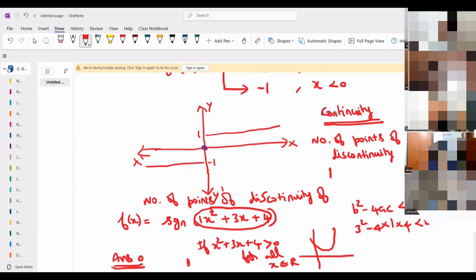Danya? I don't understand. The graph you've drawn is for y equal to x square plus 3x plus 4, right? Yeah, it's a parabola, correct. But the values that this parabola will be producing are given to the function signum, right? So it's a function within a function. Yes, a function enclosing another function.